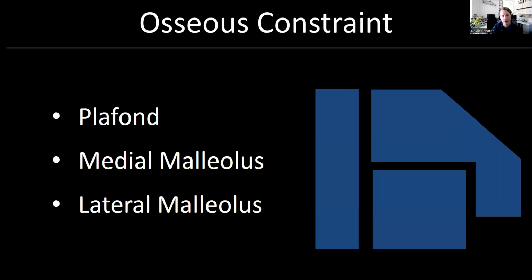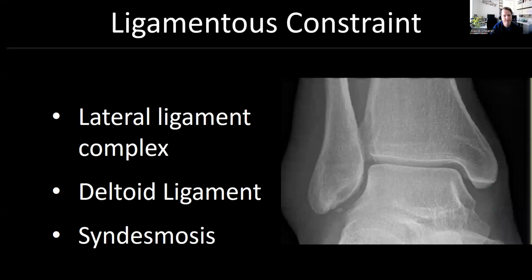We can conceptualize these osseous constraints using this very simple model. It's almost like an upside down U, with both the lateral and medial malleolus acting as buttresses against talar translation. The ligamentous structures include the lateral ligamentous complex, which is the ATFL, CFL, and PTFL. Medially, the deltoid ligament, and then, of course, the syndesmotic ligaments, which maintain the relationship between the fibula and tibia.